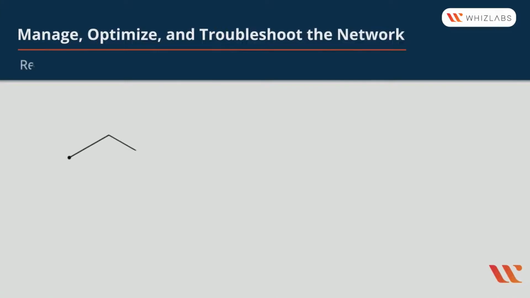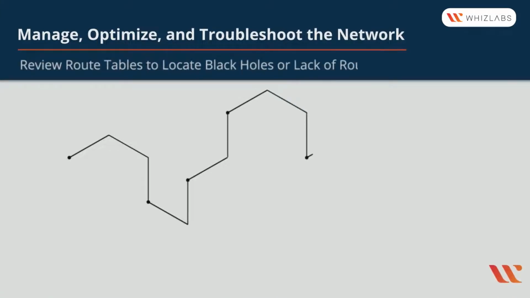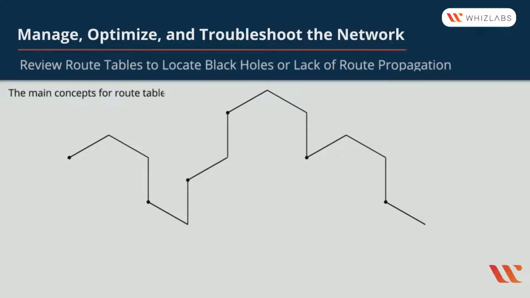Begin by reviewing the route tables to locate black holes or the lack of route propagation. The main concepts for the route tables are as follows. The first one is the main route table. It is the route table that comes with your VPC by default. It is in charge of routing for any subnets that are not expressly linked to another route table.